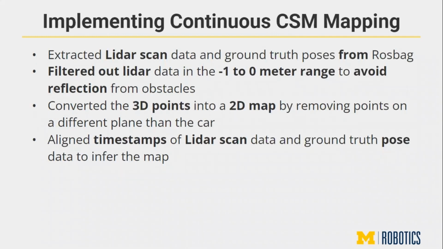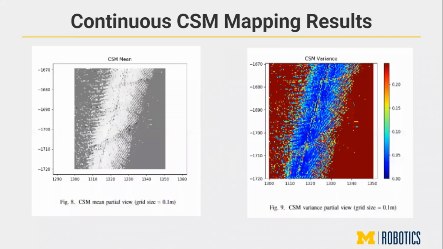In order to implement this continuous CSM mapping with the dataset that we had, we extracted the LiDAR scan data and ground truth poses from a ROS bag, filtered the LiDAR data, and then converted the 3D points into a 2D map by removing points on a different plane than where the car was, and then aligned the timestamps of the LiDAR scan data and the ground truth pose data to then infer the map.